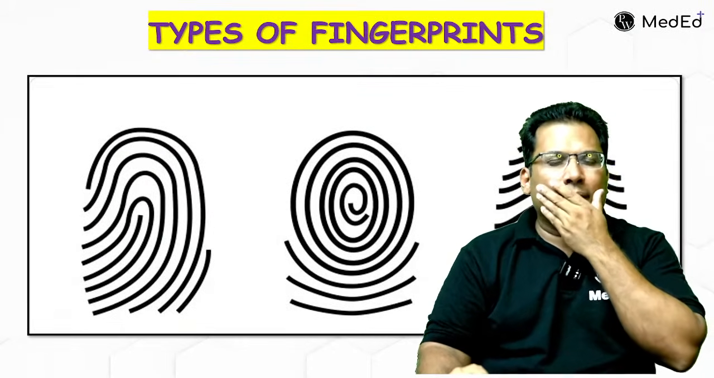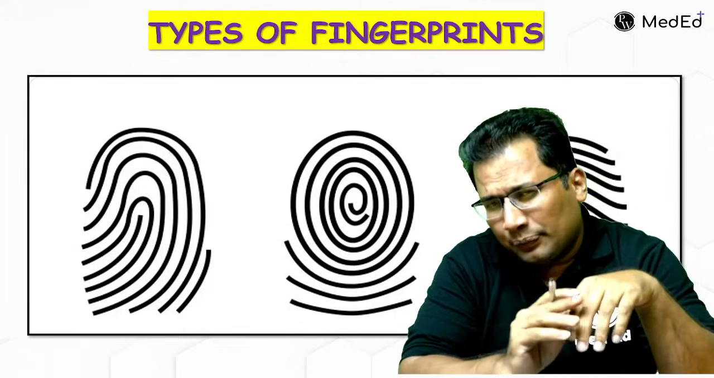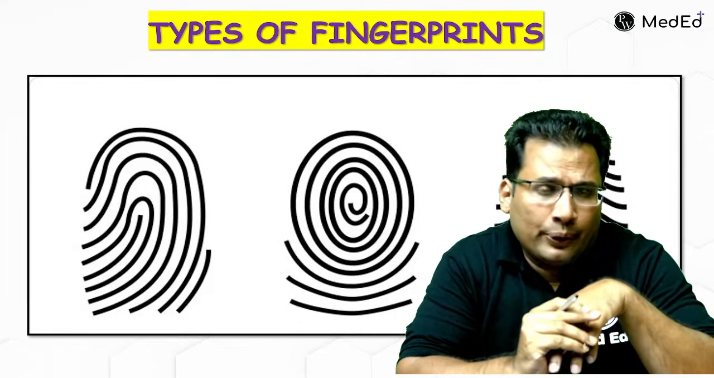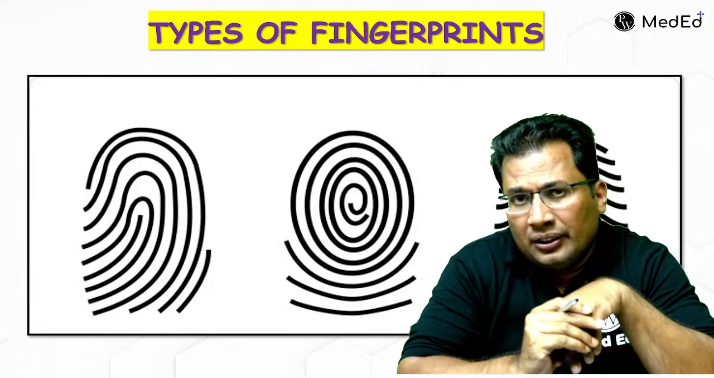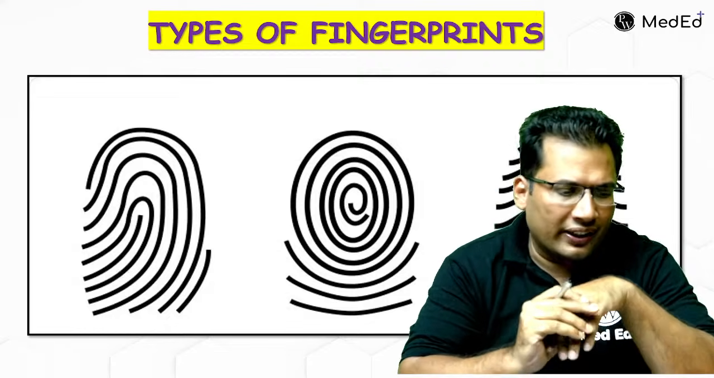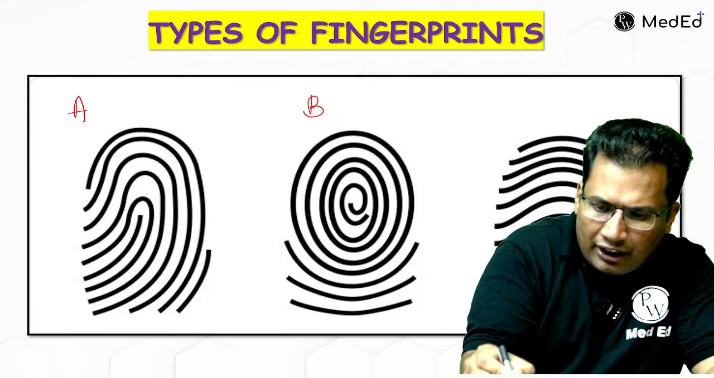Types of fingerprint. 3 marks question. So there are 4 types: loop, arch, oval and composite. Look at this image ABC. Can you identify the fingerprint?